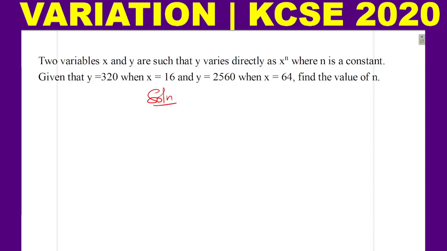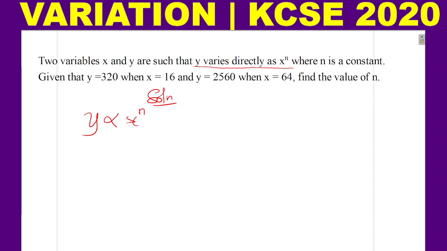First thing is to write this relationship. y varies directly as x raised to power n. How do you write that? We write it like this: y varies directly as x raised to power n. This symbol is called the sign of proportionality, and the variables are y and x.